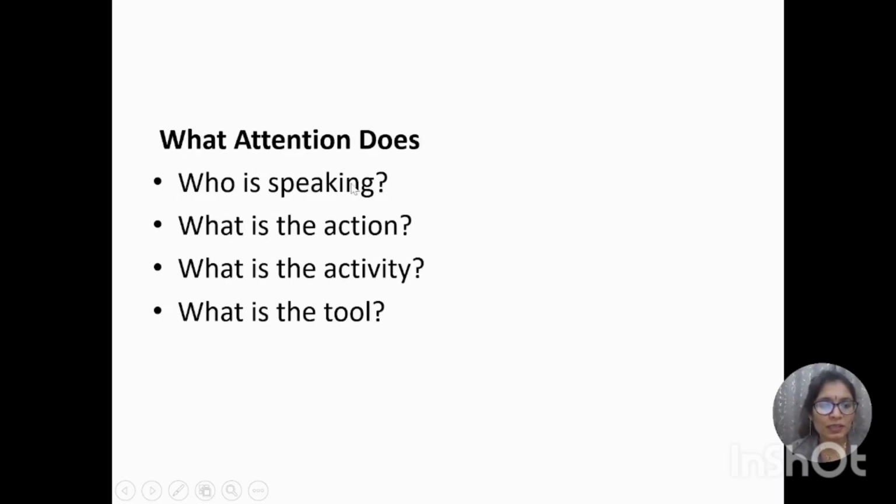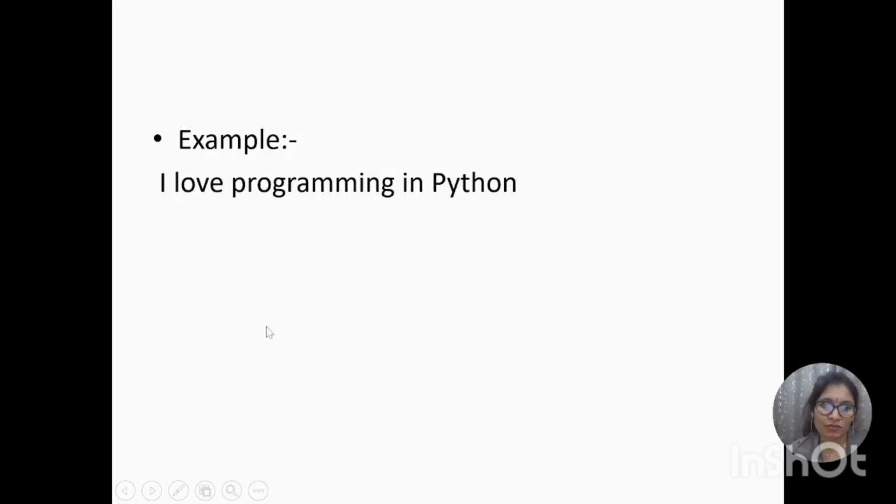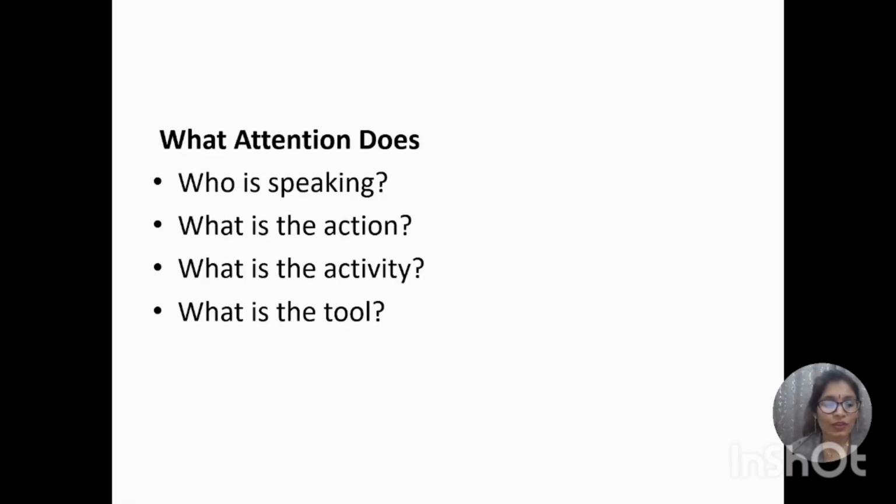Who is speaking? I is the speaker. What is the action? Love. What is the activity? Programming. What is the tool? Python is the tool. I use this example so that self attention helps the model answer very basic questions, and attention helps the model connect these relationships mathematically.